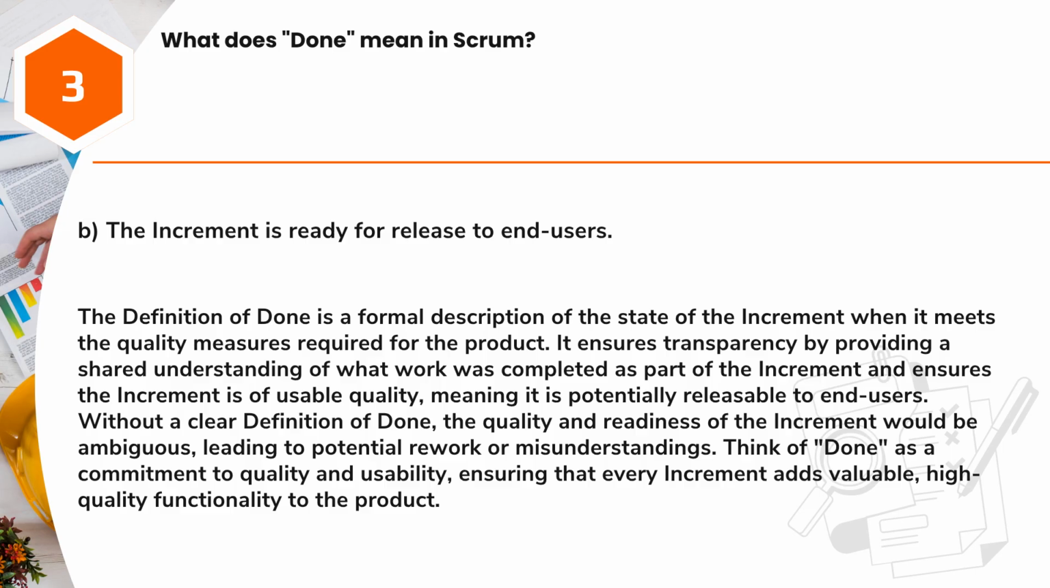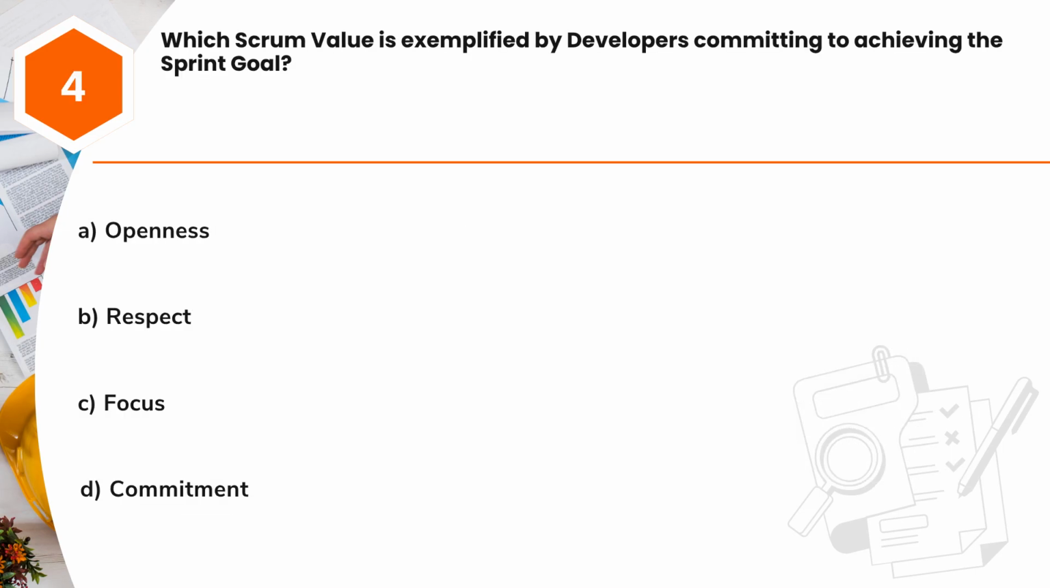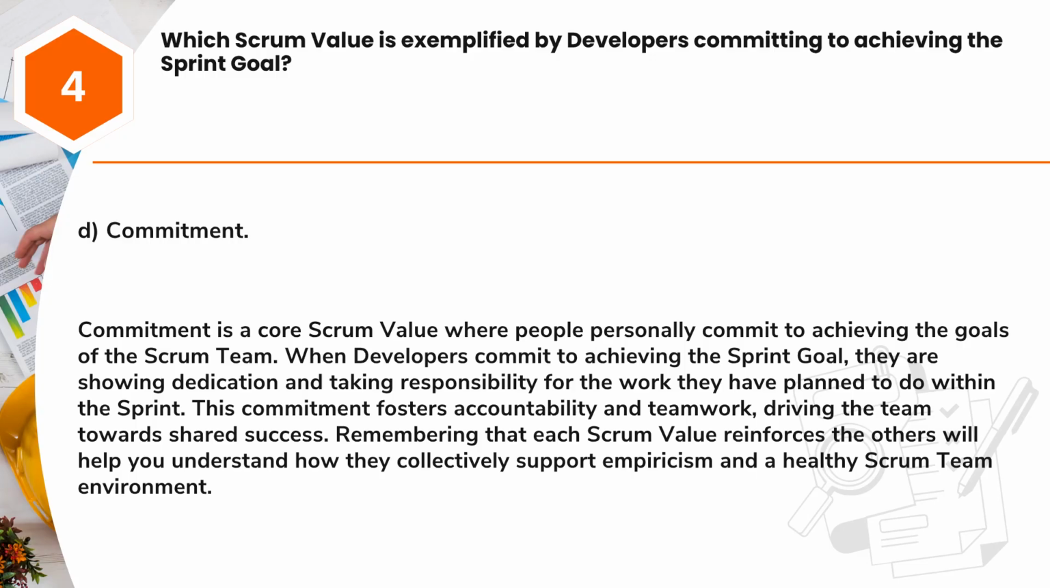Question 4. Which Scrum value is exemplified by developers committing to achieving the sprint goal? A. Openness. B. Respect. C. Focus. D. Commitment. Answer: D. Commitment.